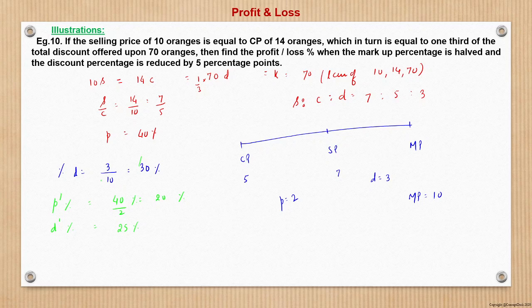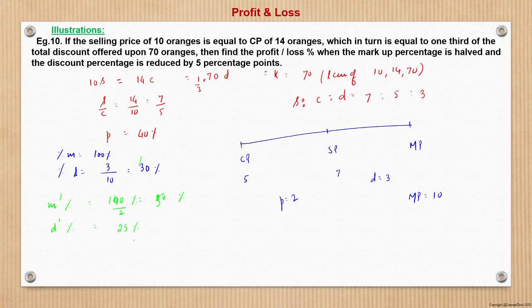So what is the markup percentage? That also we can calculate here. Percentage markup is over CP. So when cost price is 5, mark price is 10, so percentage markup is what? From 5 to 10 it becomes 100%, right? So here I write the new markup as 100 by 2%, which is 50%, and new discount is 25%.